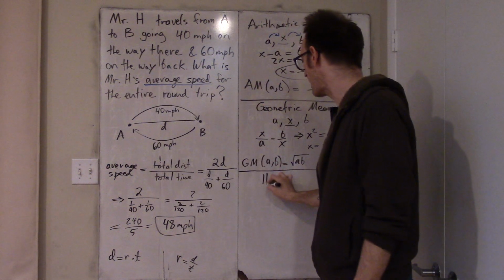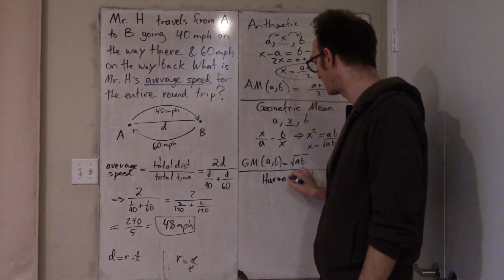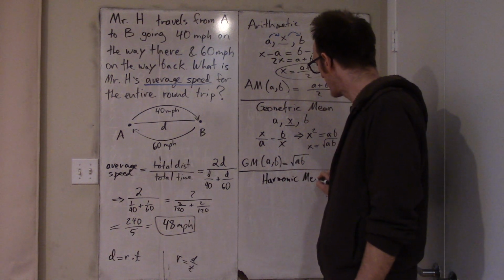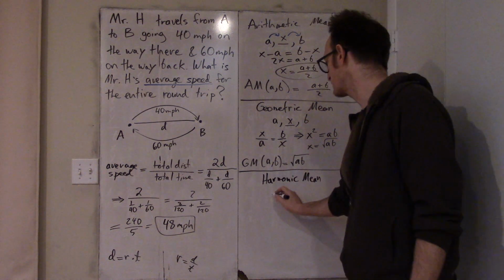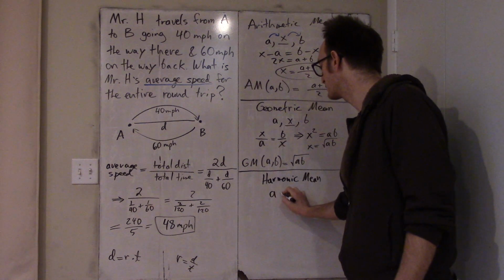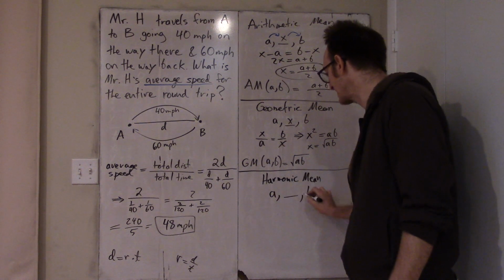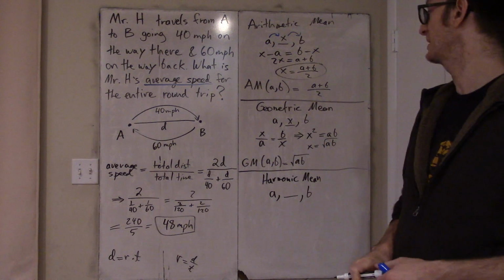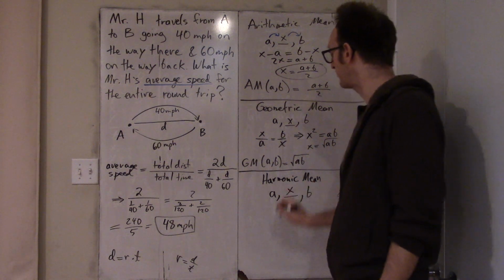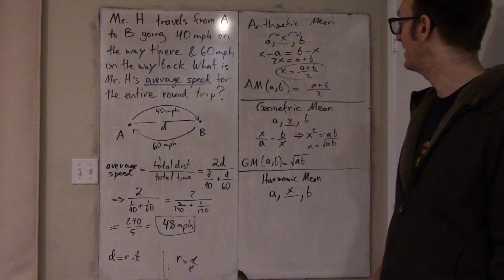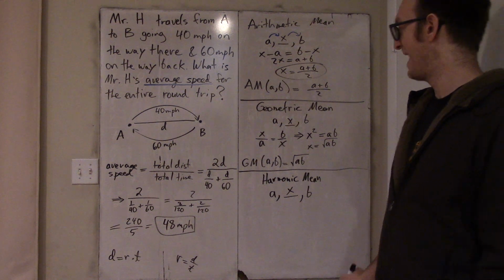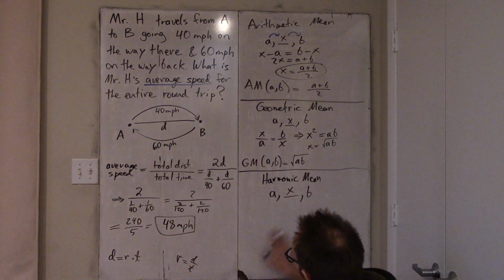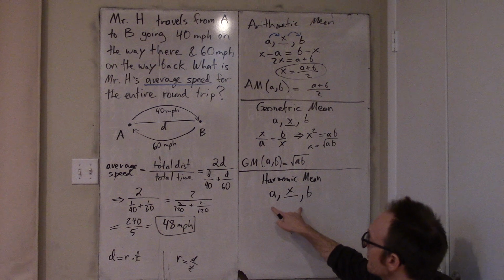Where's this going? Well, I can also ask for the harmonic mean. What is the harmonic mean? Well, it's the same thing, right? Here I have two numbers, a and b, and I'm asking for the number in between a and b such that a, x, b form a harmonic sequence. And, okay, what is the definition of harmonic? What does it mean if the sequence is harmonic?